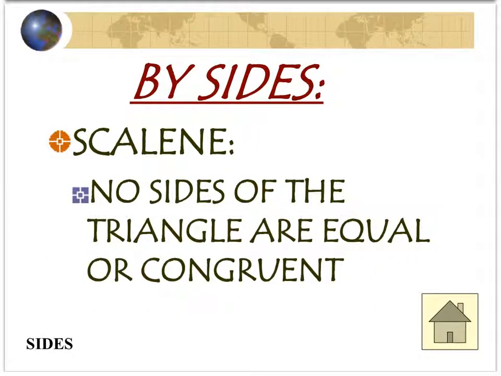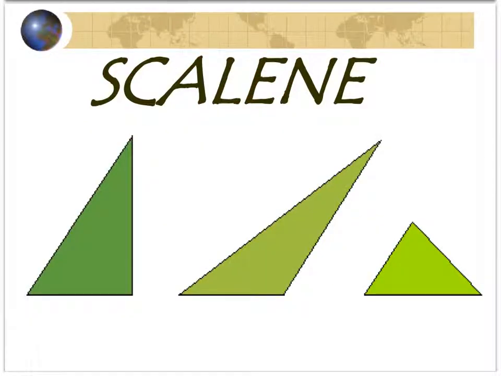So if we talk about sides first, the first one we come across is what's called a scalene triangle. In a scalene triangle, no sides of the triangle are equal or congruent. So here are some examples of a scalene triangle. You notice that all sides are different in length, and so they will not have any commonality between them at all.